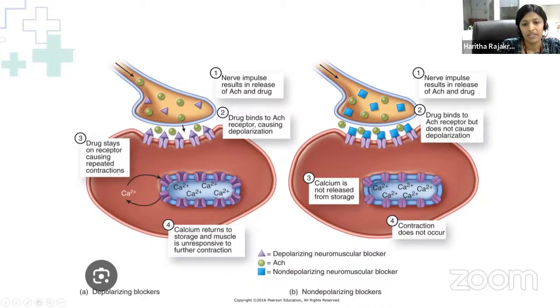Now, coming to the non-depolarizing blockers, it's a similar situation. This is our acetylcholine, and these blue square-shaped figures are our non-depolarizing neuromuscular blockers. These are actually antagonists, so they have the opposite action. They come and bind to the receptors and do not cause any depolarization. Hence calcium is not released from the storage and contraction does not occur. That's mainly the difference between the depolarizing and the non-depolarizing blockers. Examples of non-depolarizing blockers are rocuronium, vecuronium, atracurium. You must have heard about all these drugs.